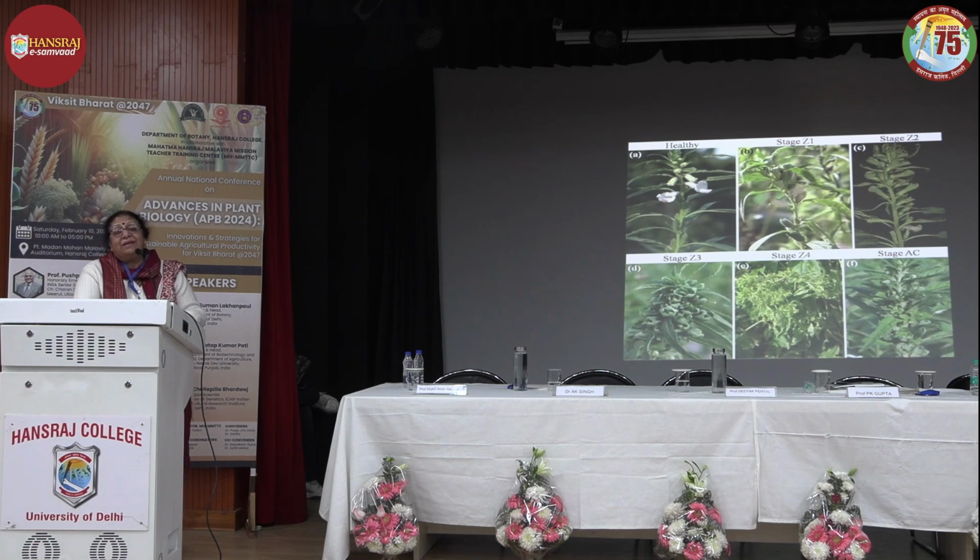So these are the different kinds of symptoms phytoplasma can cause in the sesame plant. You can see the first one is a healthy plant, and if it is infested by phytoplasma, it leads to all kinds of symptoms. You can see the stage Z2: only green flowers. And in the advanced stages, from within those green flowers, as I mentioned, the shoots start emerging. Since the economically important part of a sesame plant is its seed, because it is an oilseed, the loss of economic yield is massive. There is 30 to 100% seed yield loss.